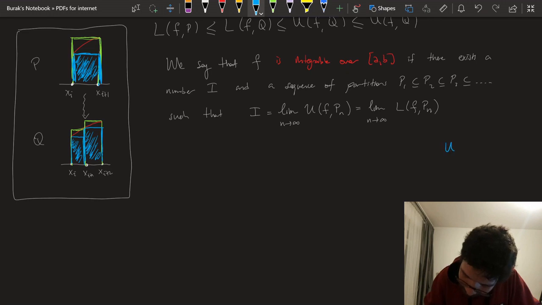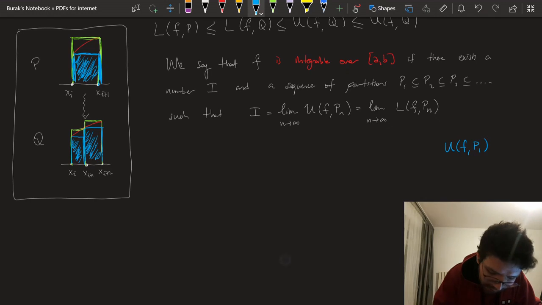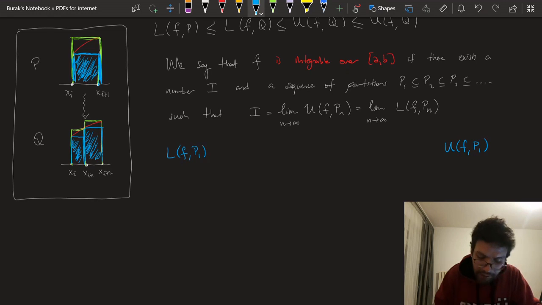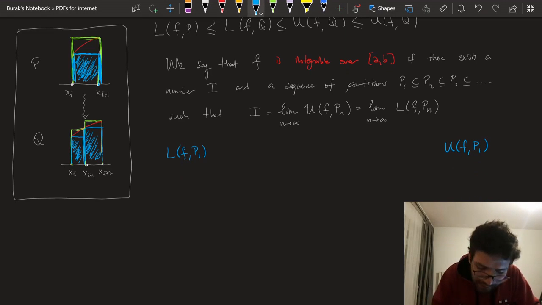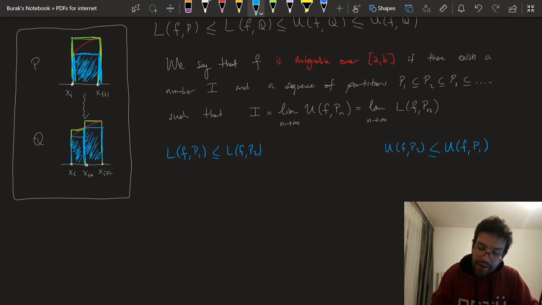So I have the upper Riemann sum of f with respect to P1 over there. I have the lower Riemann sum of f with respect to P1 over here. This is always less than this because this is the lower Riemann sum, this is the upper Riemann sum. Then I get a refinement of P1. Because I have a refinement, this lower Riemann sum will be greater than or equal to this, and this upper Riemann sum will be less than or equal to that. Okay. And now I have another refinement.